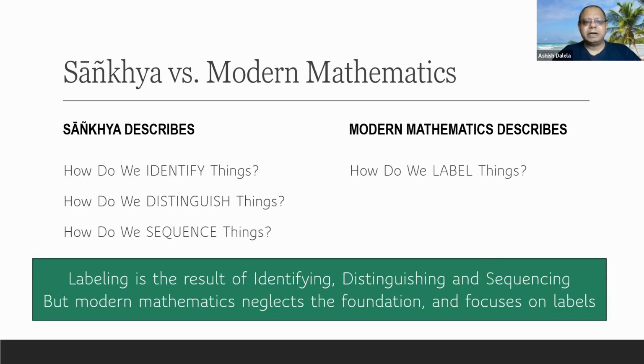Now, what is the fundamental difference between Sankhya and modern mathematics? And that basic difference is that Sankhya is focused on how to identify things, how to distinguish things, and how to sequence things. Sankhya is not interested in how do we label things. So there is no theory of what is 1, 2, 3, and 4. And that is why people get confused and say, this is talking about numbers, but it is not actually talking about the numbers in the way that modern mathematics talks about it, right?